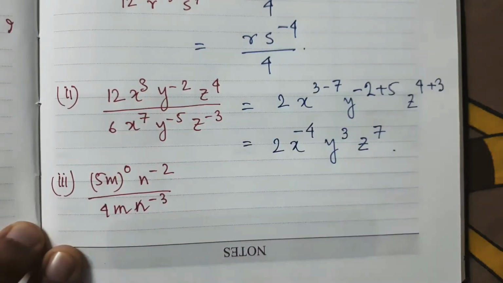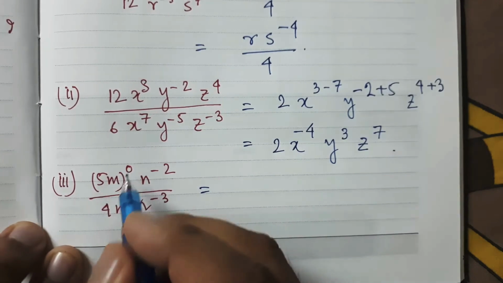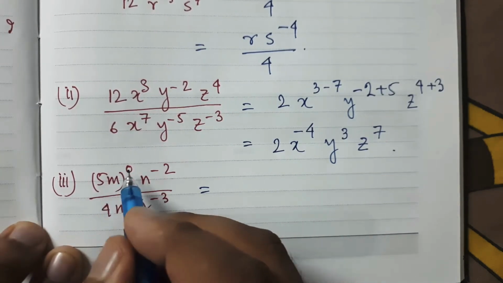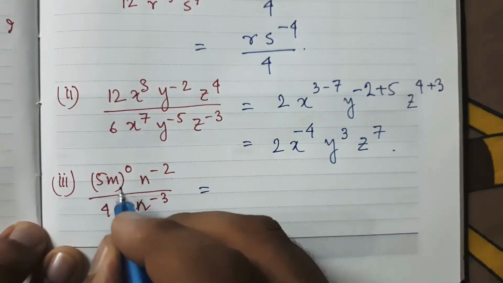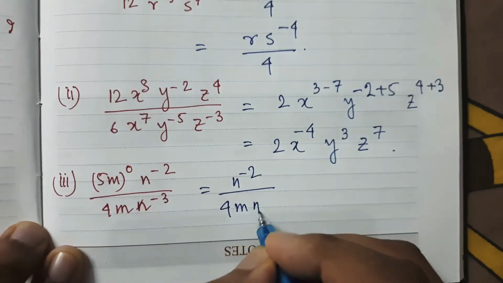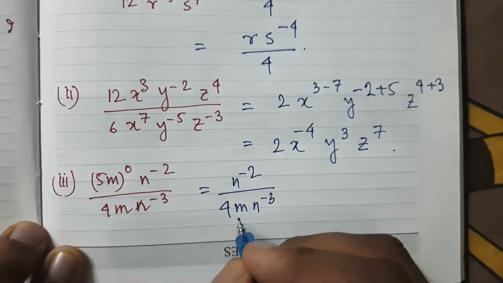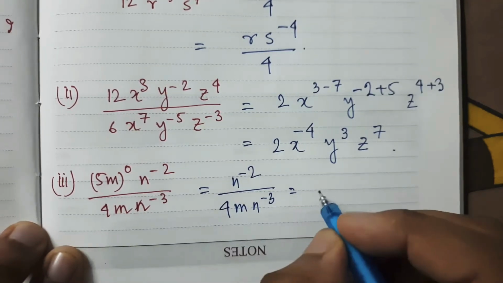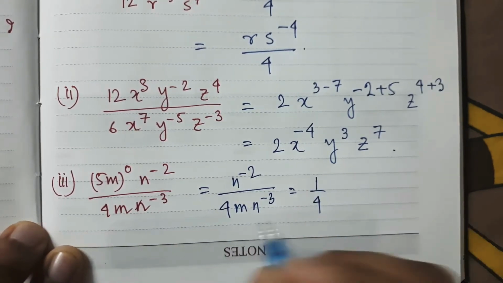So it is part 3. Now here 0 exponent is present, 5 to the power 5m to the power 0. So anything to the power 0 is 1. So first you put 1. So 1 into this, that means n to the power minus 2, 4 m n to the power minus 3. Now here see 1 by 4 can be there. Okay, so it is just there.